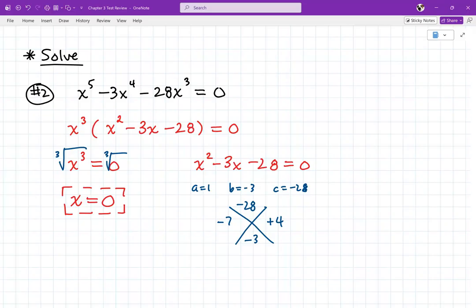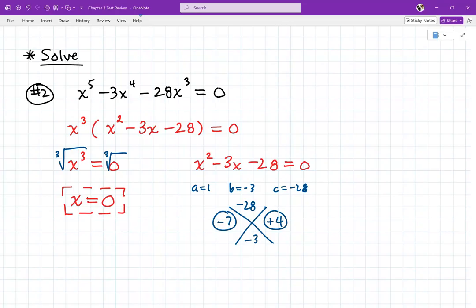Right? Because negative 7 times 4 is negative 28. Negative 7 plus 4 is negative 3. Do I have to divide? Well, yeah, but since it's a 1, I don't have to. Right? If you divide by 1, nothing happens. So I don't have to divide. That means these are my two answers.